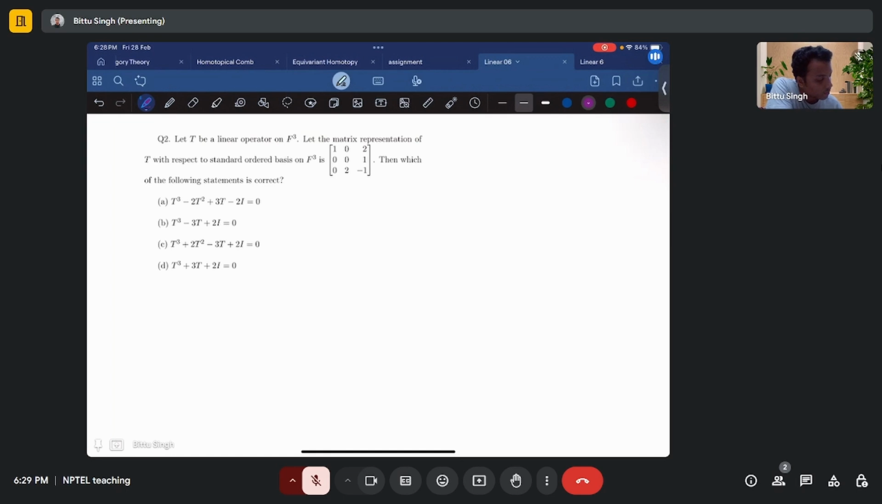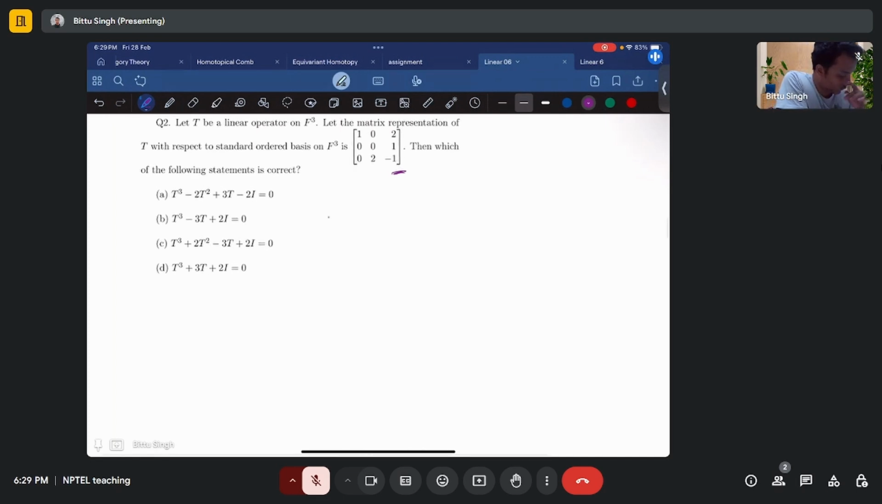Let T be a linear operator on F^3. Let the matrix representation of T with respect to the standard basis on F^3 be the same as this. Then which of the following statements are correct? Only a single statement is correct. So let us solve.